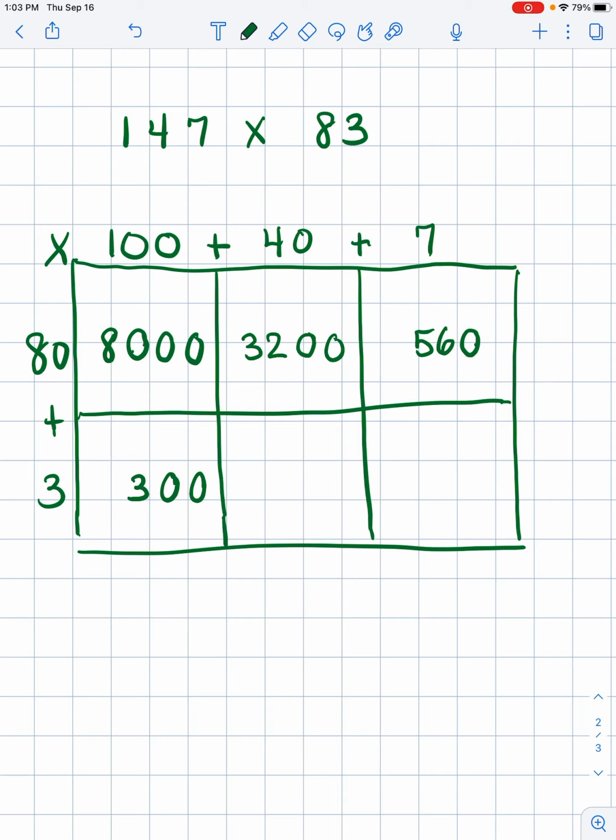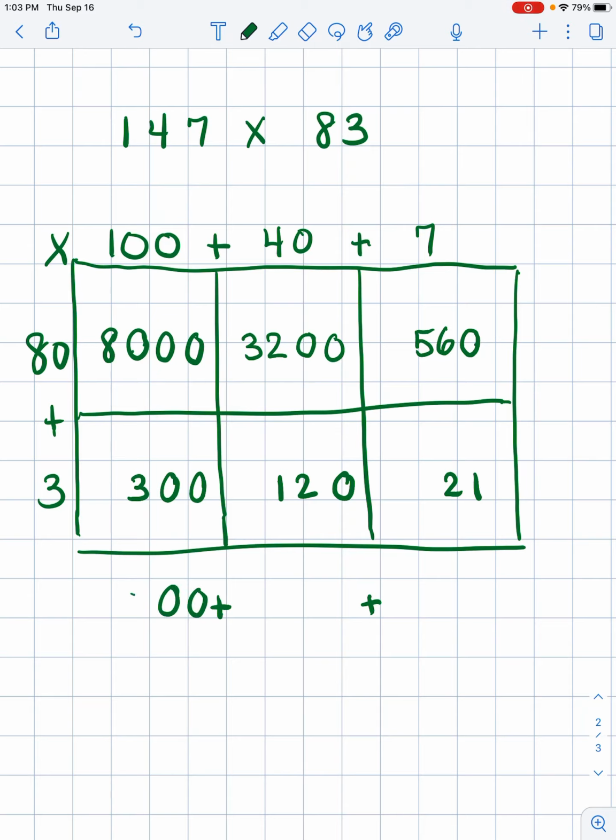Okay, 40 times 3. The 40 has a 0. And then 3 times 4 is 12. And then 3 times 7 for the last box. 3 times 7 is 21. So now I'm going to add my columns. So first I'm going to add 8,000 plus 300, which you probably already know is 8,300.